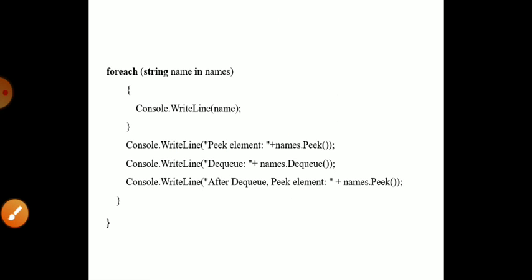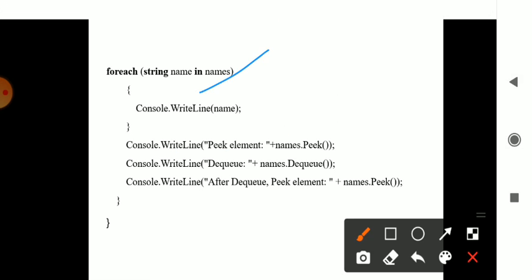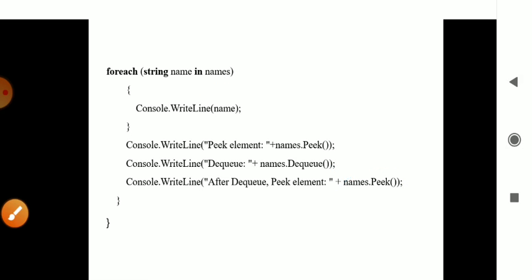And in the foreach loop, all the names are considered and printed. You have the peek element, once again considered. Here, instead of pop, you are using dequeue, nothing but deleting the queue element, and the peek element is once again printed here, names.Peek, which would be removed from the queue.